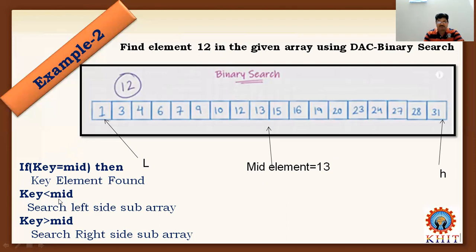If the second case is true, then which side do we search? We search at the left side of the subarray. Otherwise, if the condition is false, we search at the right side of the subarray. In this way, we can continue the process.